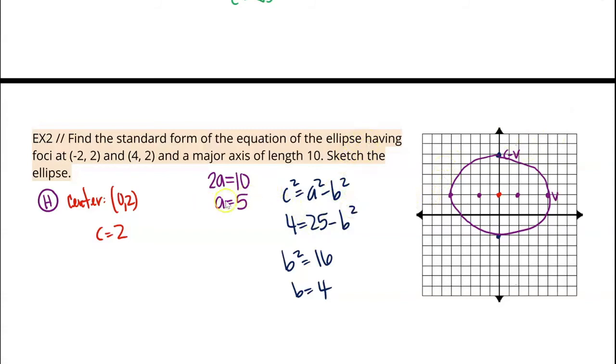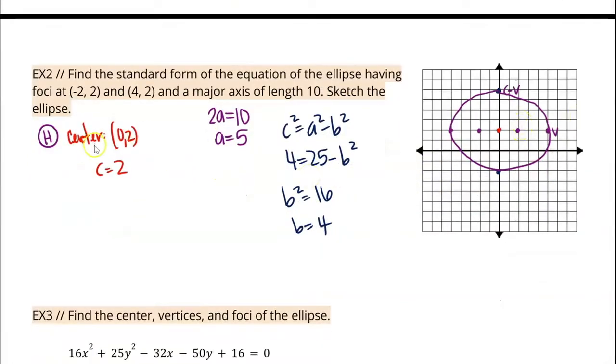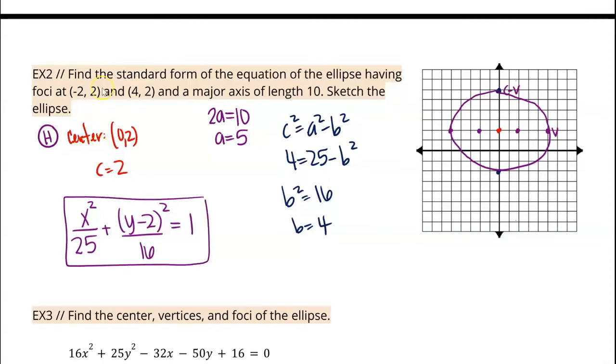Okay. So I need to write the formula now, right? My center was at 0, 2, so that's going to be x minus 0 squared over, and now am I going to put this over the a squared or the b squared? Go ahead and put that into the Edpuzzle. I'm going to put x squared over the a squared, so that's going to go over 25, because this is a horizontal ellipse, so I want the a value to go under x, plus y minus 2, because that's the y coordinate of the center. I'm going to divide that by b squared, and this whole thing is equal to 1. So there's the standard form of this ellipse.